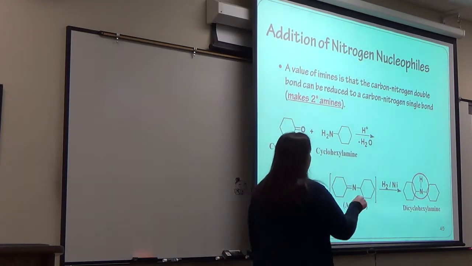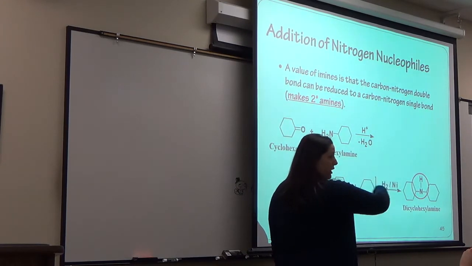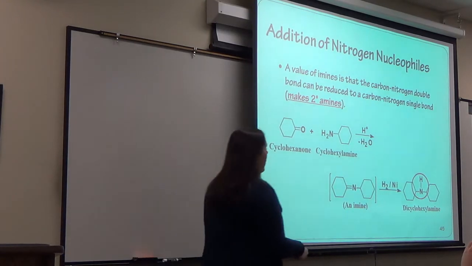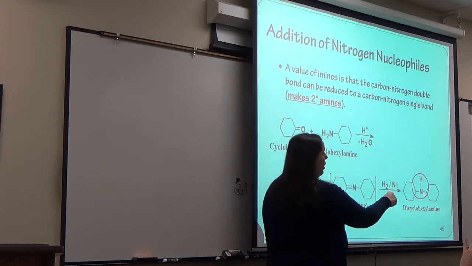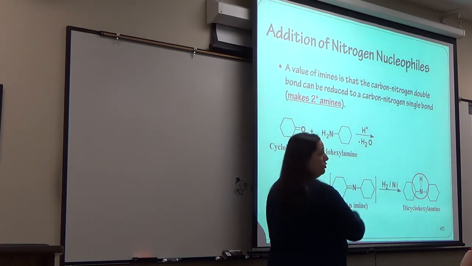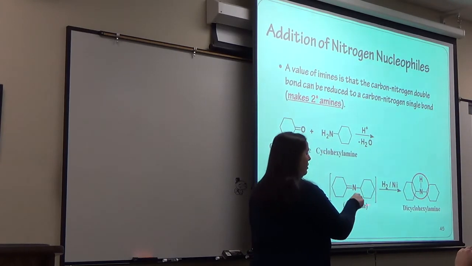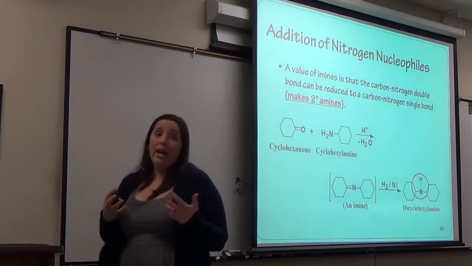Well then you can do a reduction. So this is just that catalytic reduction, hydrogen with a catalyst: platinum, palladium, nickel, you name it. There's a number of different catalysts that you can use for that reaction. And that's going to reduce the double bond to a single bond. Reduction is adding hydrogen, so that's what I'm doing here in order to go from a double bond to a single bond.